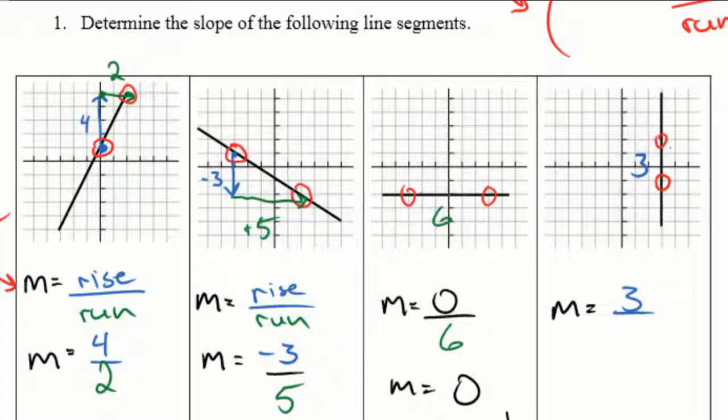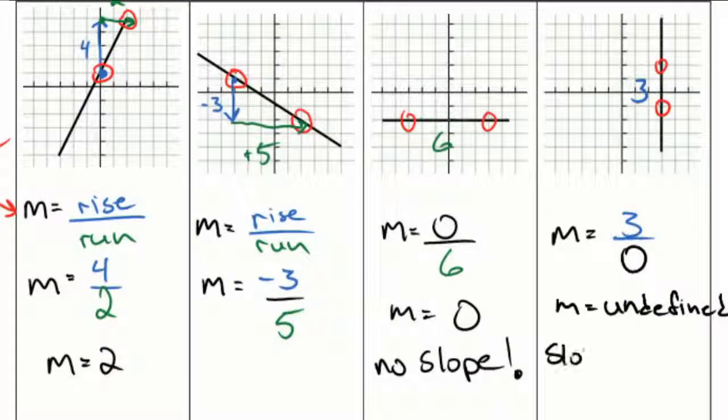Alex is a bit ahead of me here. Yes, this one is definitely illegal, breaking mathematical laws everywhere. My run is 0. So my slope is, now 3 divided by 0, in your calculator, it's going to give you an error. In math, we say this is undefined. Or you could say the slope is undefined.